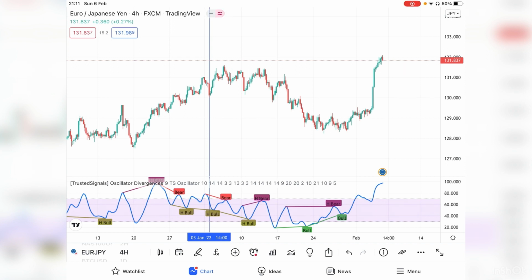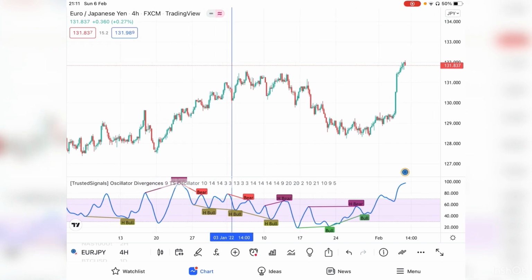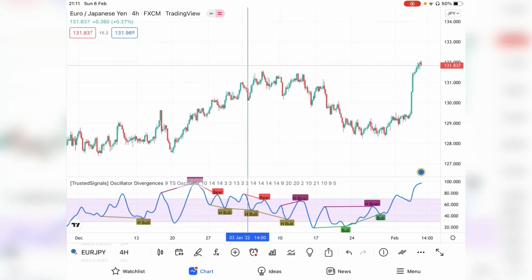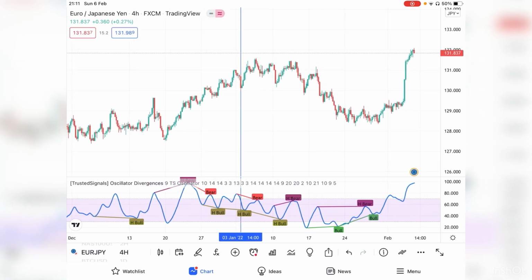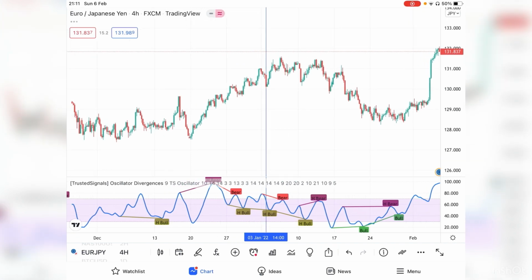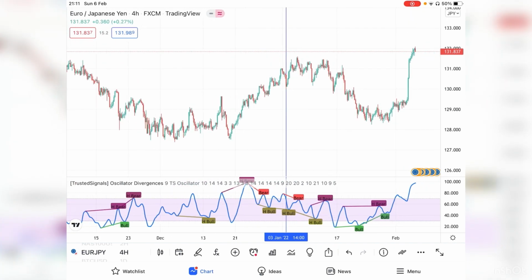So yeah, let me just get straight into the example, guys. So the thing is, if you want to get a sniper entry, you have to have a couple of things in mind. First of all, the first thing you want to do is to trade with the trend. I just chose the H4 as my time frame.